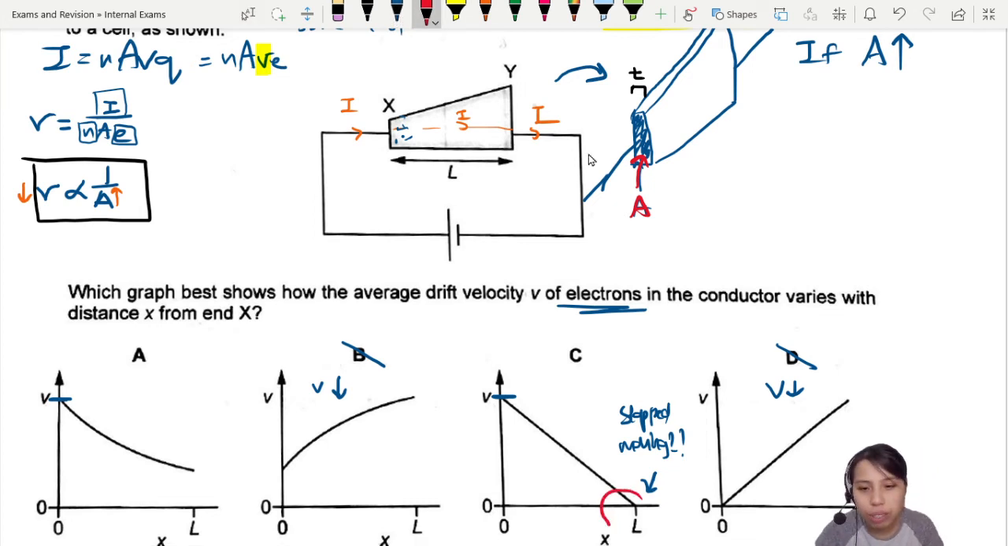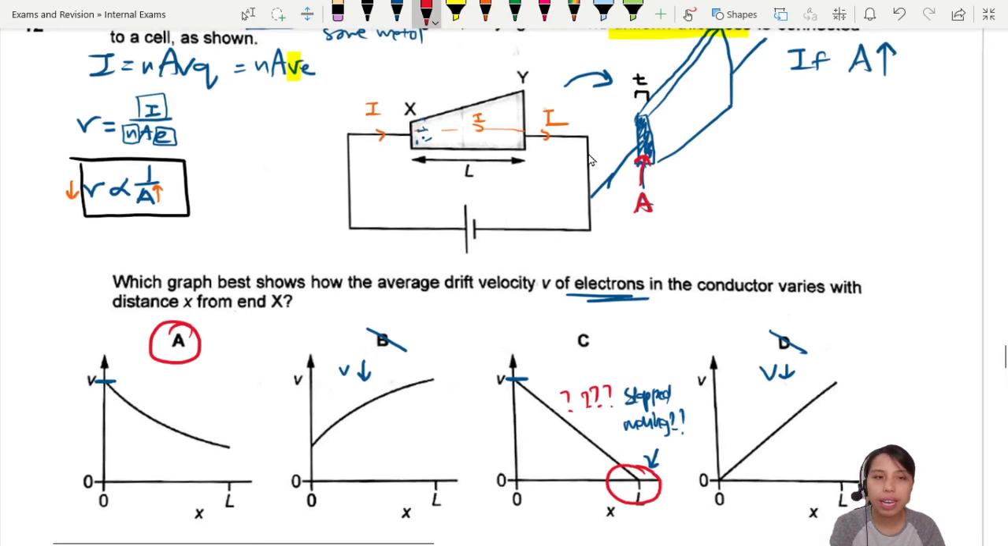Something is very suspicious. Drift velocity will never go to 0 if there is current in the conductor. It will approach 0, but it will not just go to 0 just like that. So this one is most suspicious. Best choice is A. This one is very, very suspicious. What is going on down there? Alright, so this is the elimination method of solving this question.